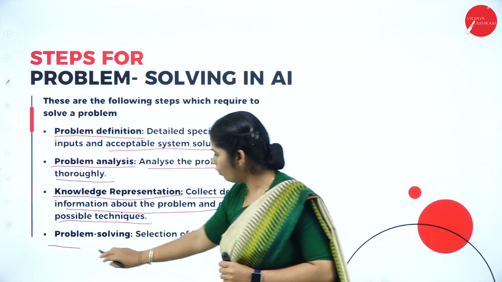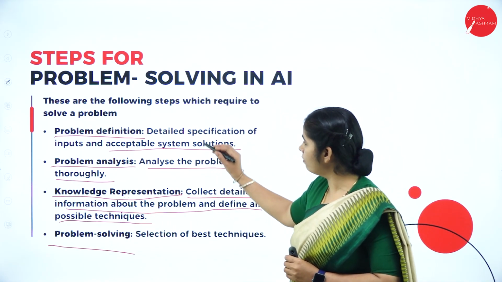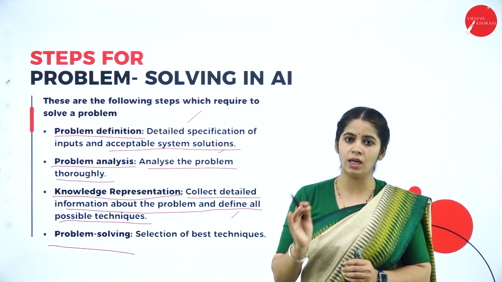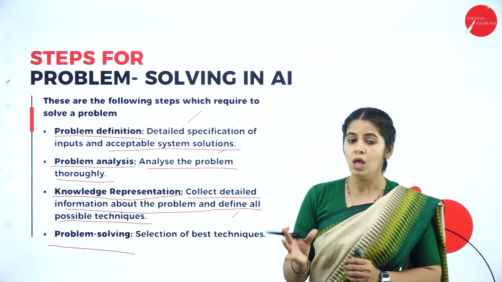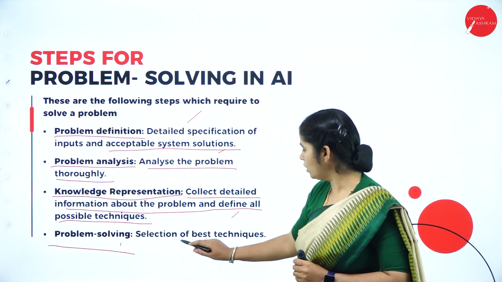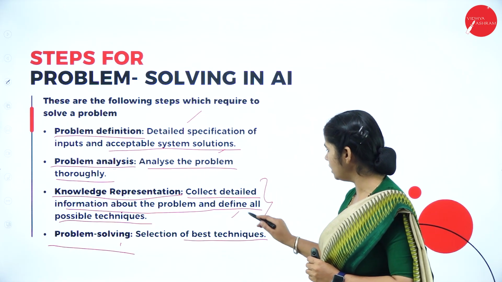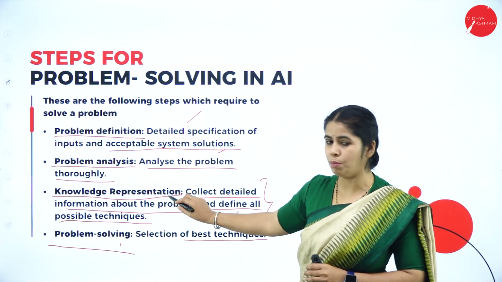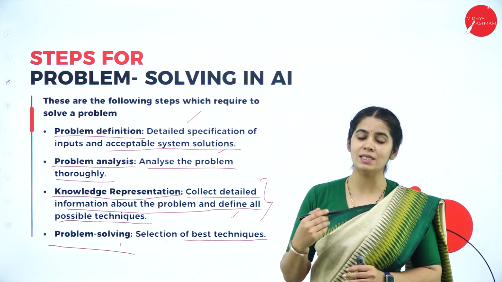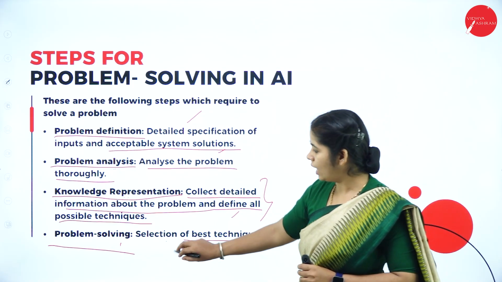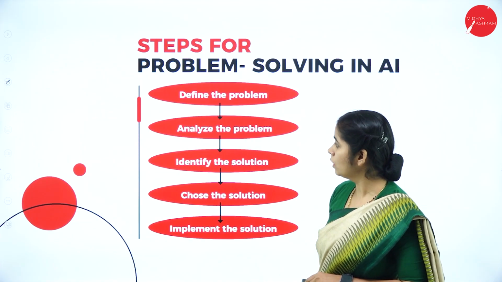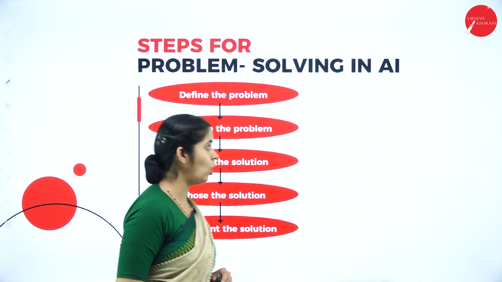And the fourth point is problem solving. Once we have defined the problem, analyzed the problem, and collected all the data related to the problem and all the resources required to solve it, then we move to solve the problem. Selection of the best technique. What all techniques we can use has been described in the previous step. Out of these techniques, the one that gives the optimal result will be selected as the problem solving technique. Select the particular solution for the problem.